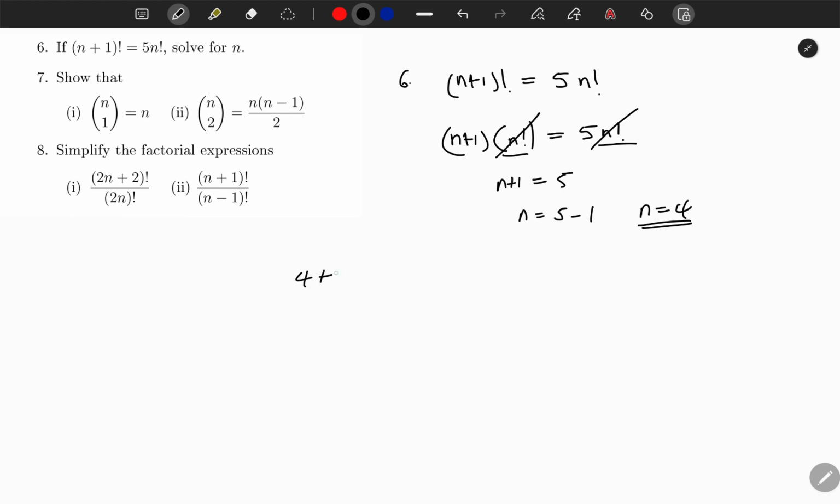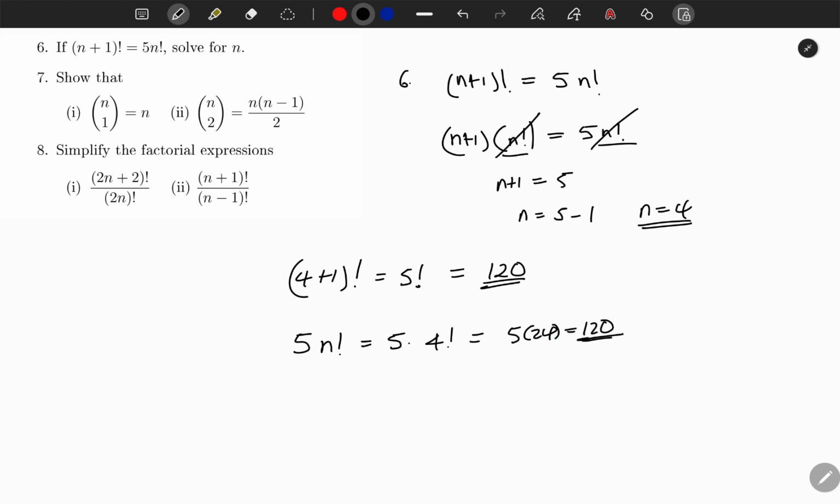If I put 4 plus 1 factorial, I'm getting 5 factorial, which is just 120. Let me get the other side. If I get 5 n factorial, this will give me 5 multiplied by 4 factorial. What is 4 factorial? It's just 24, to still give you 120. So you can say that it holds. On to the next one.